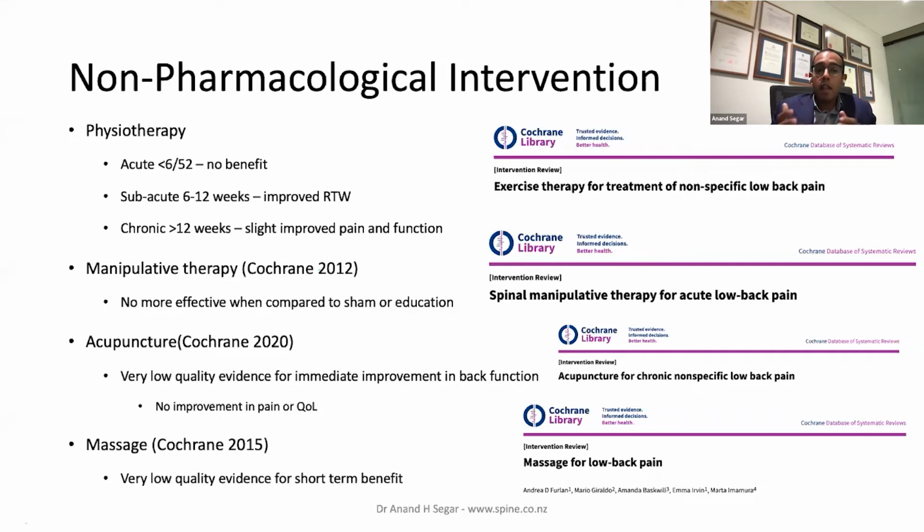This doesn't mean that none of this is useful. It's probably useful in selective patients. We all have patients that visit a chiropractor and get great benefit from chiropractor or osteopathy or acupuncture or physiotherapy. So everyone's different, but in general, the overall body of evidence would suggest this, which was interesting for me to figure out.